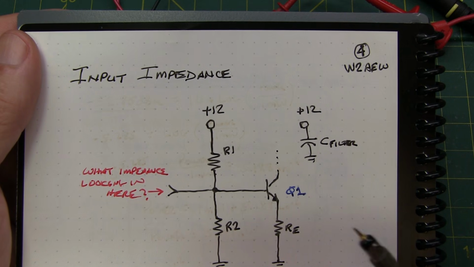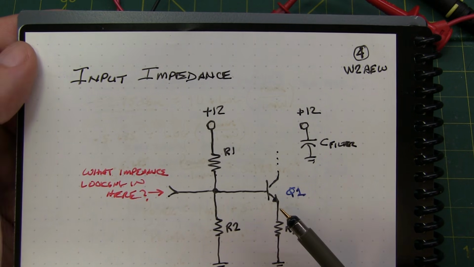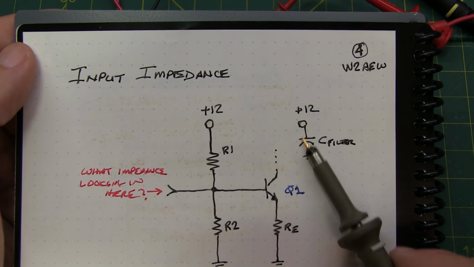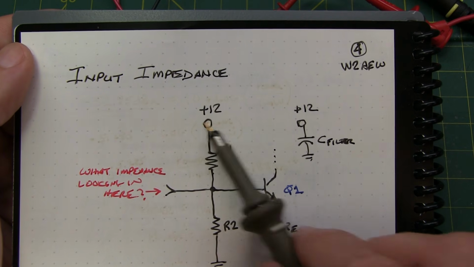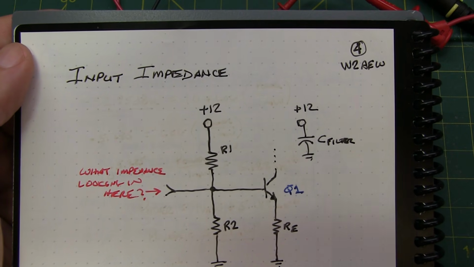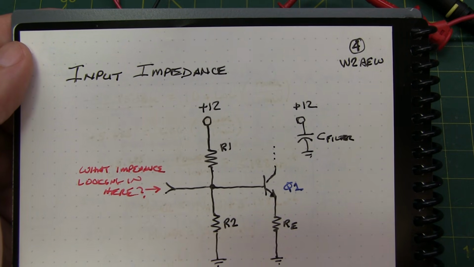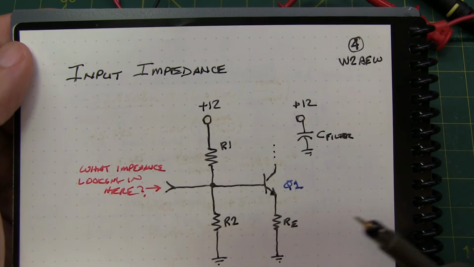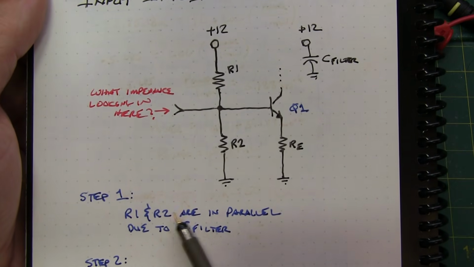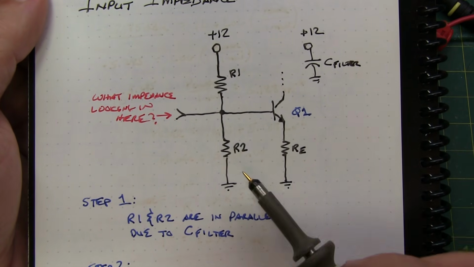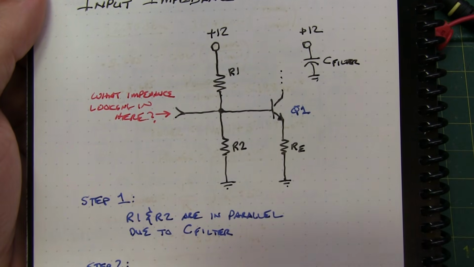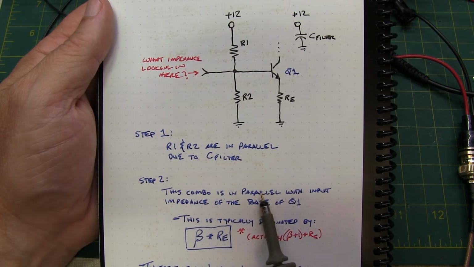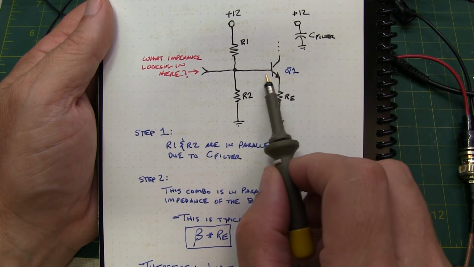So how do we go about calculating the input impedance of this amplifier structure? Well, the first thing to remember is that the filter capacitance on a power supply effectively shorts the power supply rail to ground as far as the signal is concerned. So in a sense, from a signal standpoint, this end of R1 is essentially connected to this end of R2. So therefore, R1 and R2 are in parallel. So the first thing we'd want to do is just calculate that parallel impedance. Now, of course, that combination of R1 and R2 in parallel is going to appear in parallel with the input impedance at the transistor, the base of the transistor.